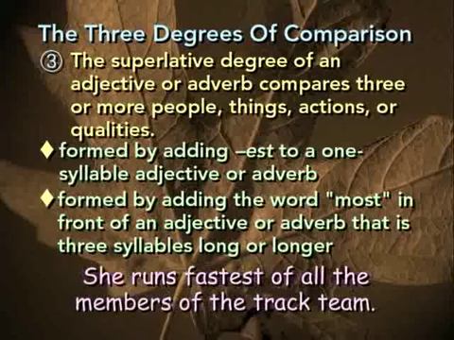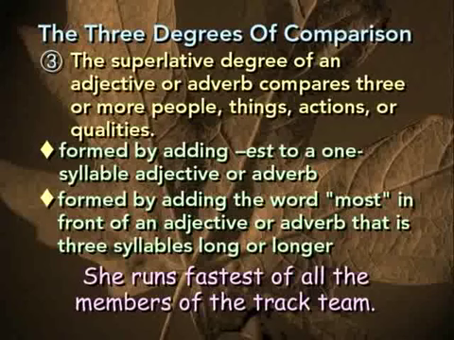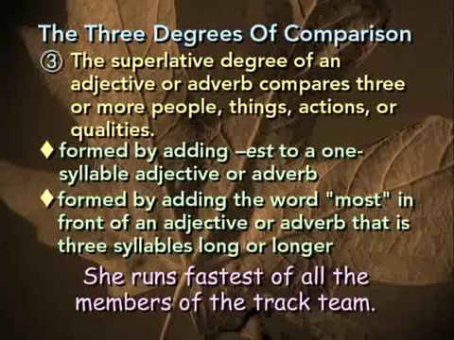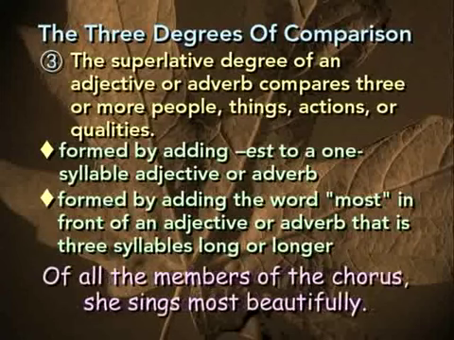She runs fastest of all the members of the track team. It seems obvious that there are more than 2 members of the track team, and therefore we want the superlative degree of the adverb. Starting with a 1-syllable adverb fast, we turn it into the superlative degree by making it fastest, simply adding the letters est at the end of the 1-syllable adverb. And finally, of all the members of the chorus, she sings most beautifully.